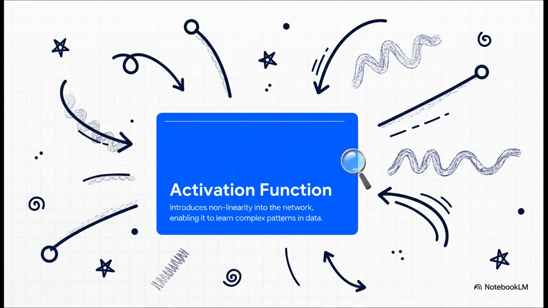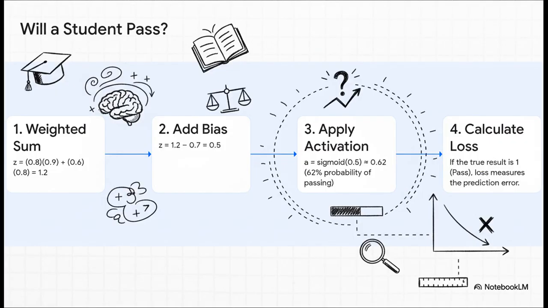Now, this activation function, it's kind of a secret sauce. This is what introduces nonlinearity into the system. Seriously, without it, the entire network, no matter how many layers you stack up, would just be a fancy, glorified linear model. The activation function is what gives the network the power to learn all those complex, curved patterns we were just talking about. Let's make this really concrete with an example.